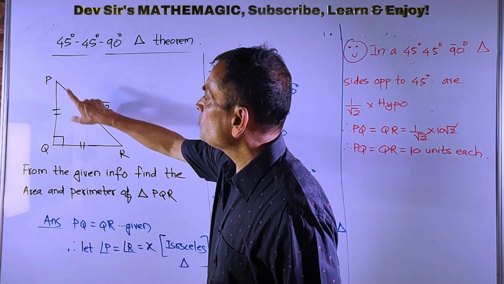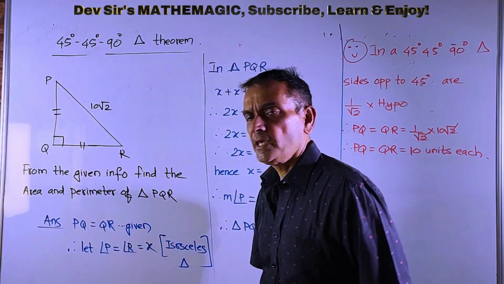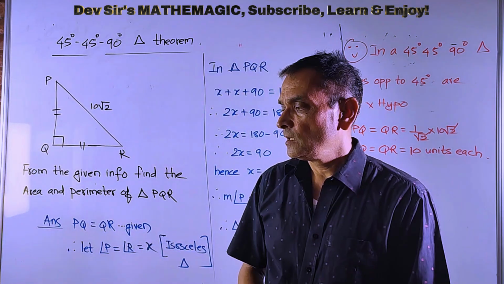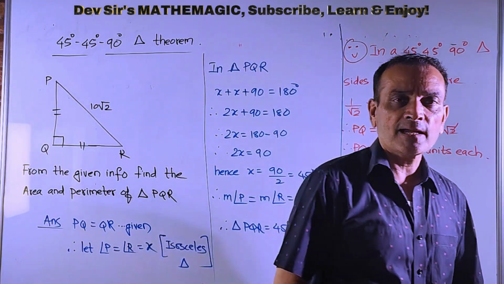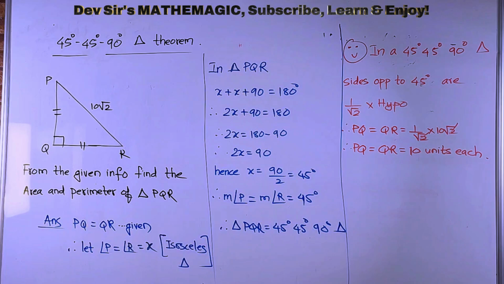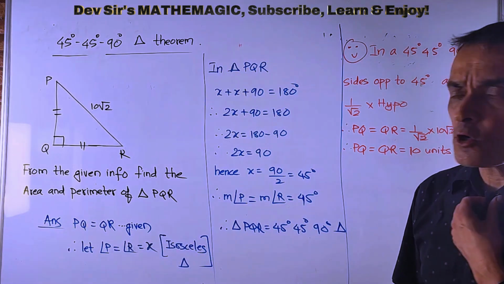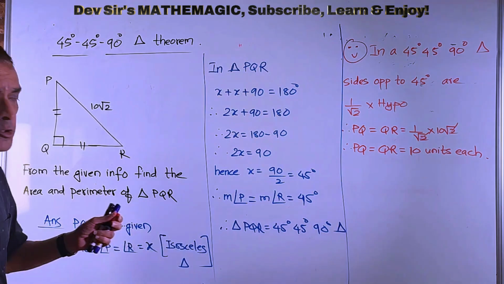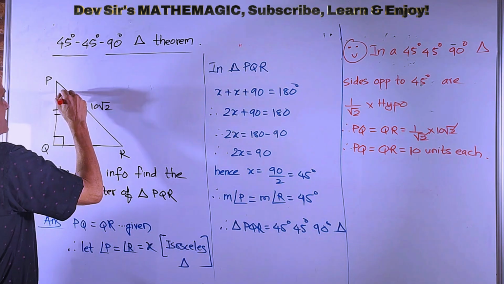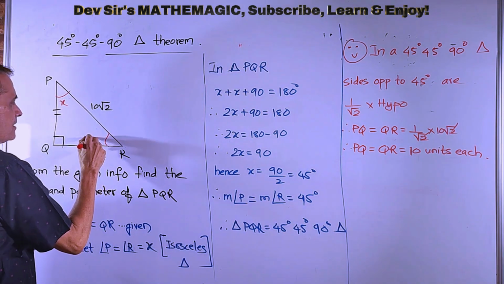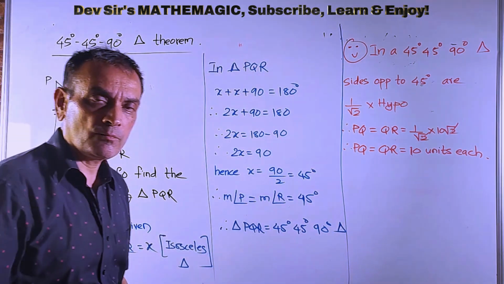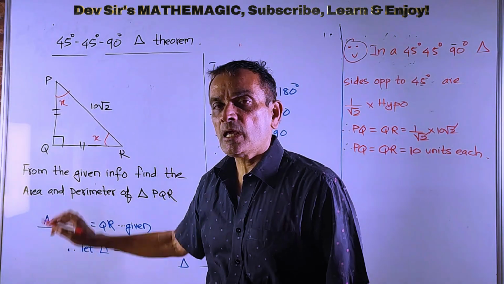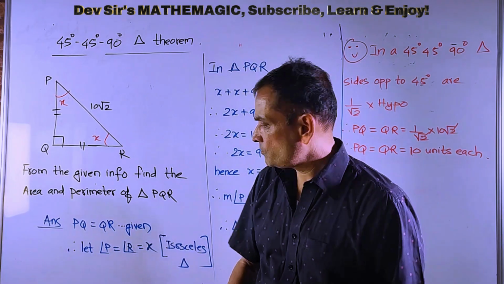So PQ equal to QR, given. Therefore, it is an isosceles triangle. Now, what happens in an isosceles triangle? When the sides are congruent, the base angles are also congruent. So this angle is x, this angle is x. Correct? Base angles are congruent. So why did we call this x and x? Because we want to find the value of x now.